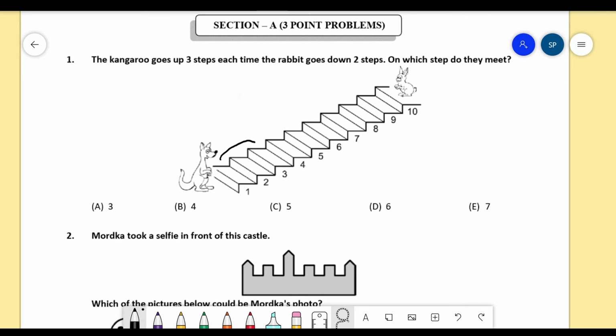Well, so this is the first move. 3 steps, and that's 2 steps. Another 3 steps means from 3 it would go to 4, 5, and 6. So it jumps all the way from here to there. That's another 3 steps. Now the rabbit's at 8. So going down 2 steps means it would go to 7 and 6. So the kangaroo's on 6 and the rabbit's on 6. And they asked which step do they meet. And since they meet at 6, the answer is D, 6.